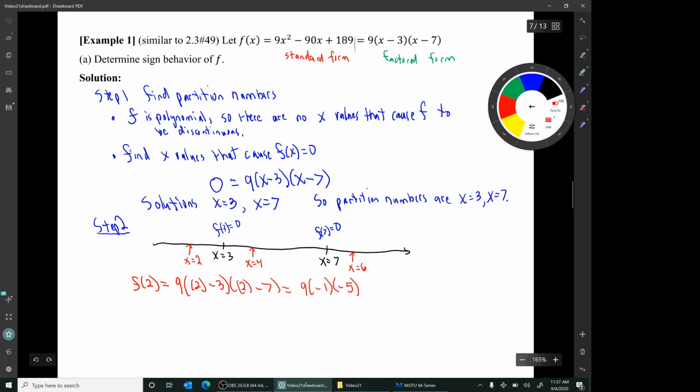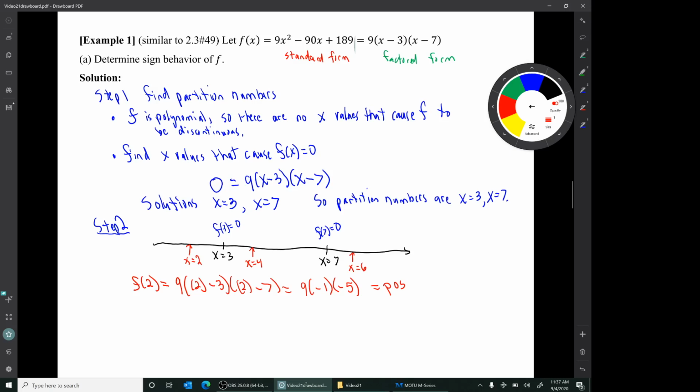Now, here we could multiply these numbers out. 9 times -1 times -5 would give us plus 45. But really all we care about is whether the result is positive or negative or 0. Well, we know it's not going to be 0 because this is not a partition number. So we just need to indicate whether this result is going to be positive or negative. We can say positive because the product of two negative numbers is positive.